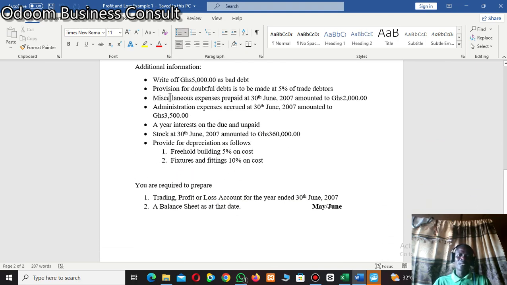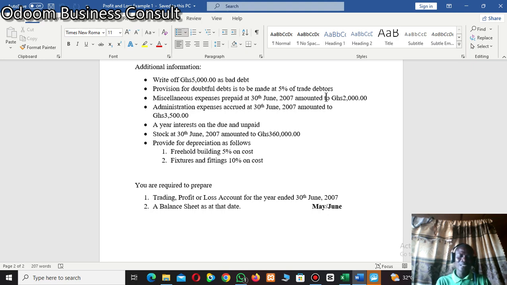The second one is provision for doubtful debt. Provision for doubtful debt is to be made at 5% of trade debtors. As I said, prudence entreats the accountant to make provision for unanticipated losses. As a business, you sell goods on credit to your customers. Based on past practices, it becomes obvious to the business that some of the amount we will be expecting from the customers will not be collected or recovered.